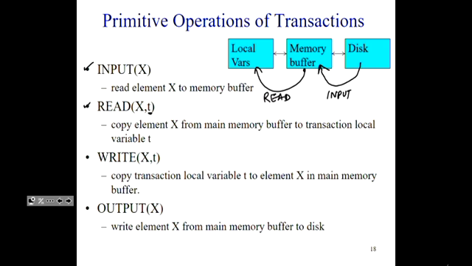Okay, and then you have write. So write would be writing something from local variable T to element X in main memory. And then finally, output would output from the main memory buffer to disk. Okay, so in some sense, for query processing and query optimization, we focus primarily on these two. But of course, if you have multiple steps in your transaction, you may need to have local variables as well, right? That seems like it would make sense.